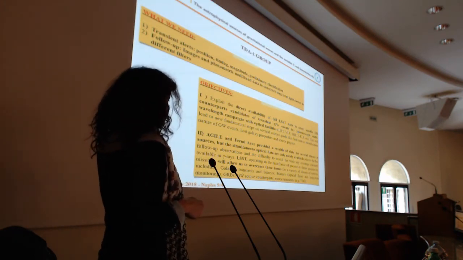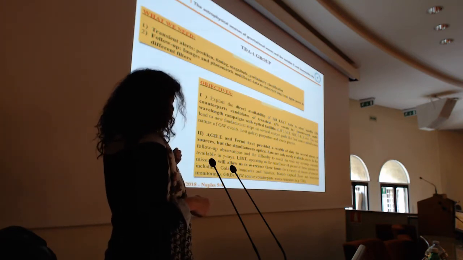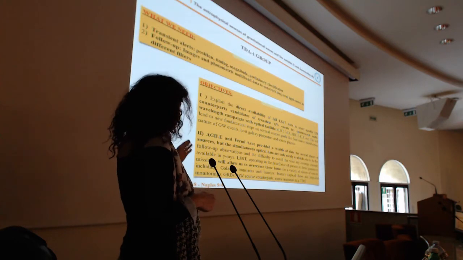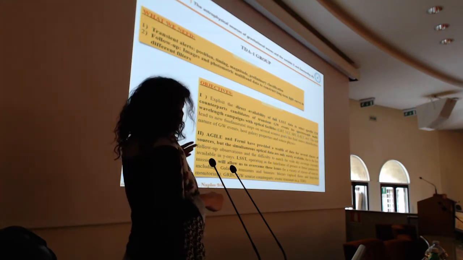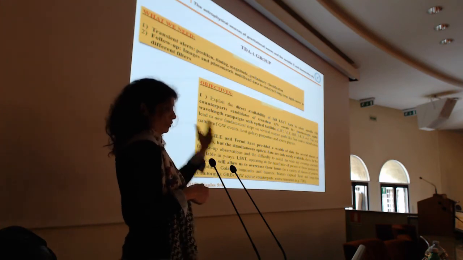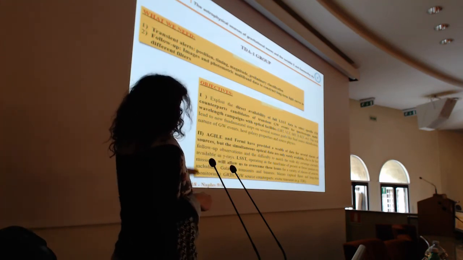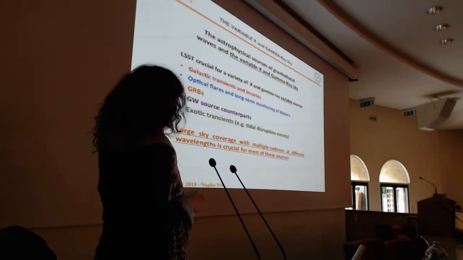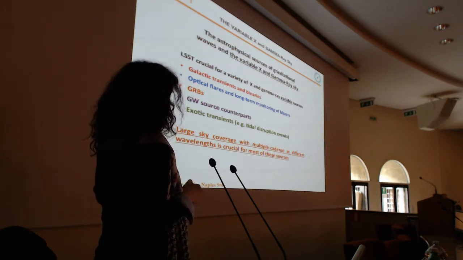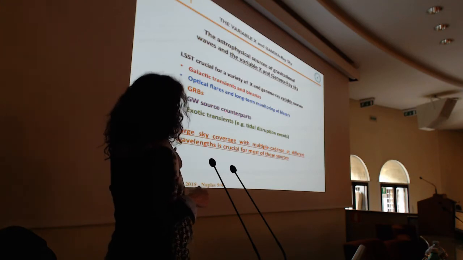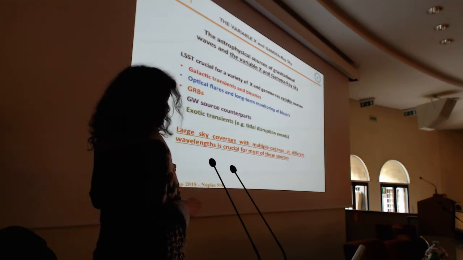The second objective is to have, finally, for the first time, simultaneous optical data together with the data which come from AGILE and Fermi. The problem is that often AGILE and Fermi provide a wealth of data which are not simultaneous with optical data, and in this way LSST will allow us to overcome these issues. These are all the sources we are interested in working on: collecting transients and binaries, optical flares and long-term monitoring of blazars, gamma ray bursts, gravitational wave source counterparts, where of course gamma ray bursts are also included, and exotic transients like the tidal disruption events.